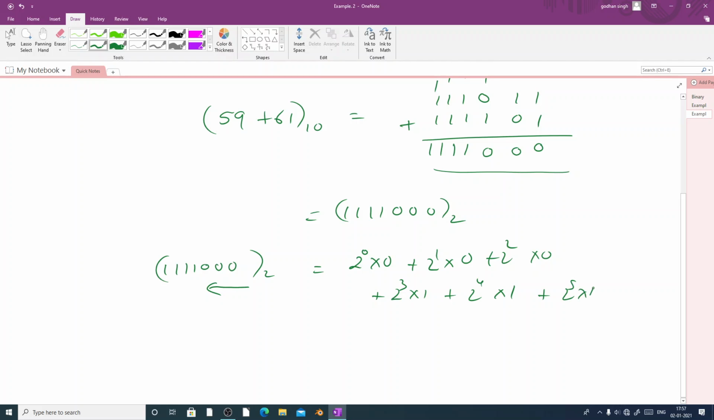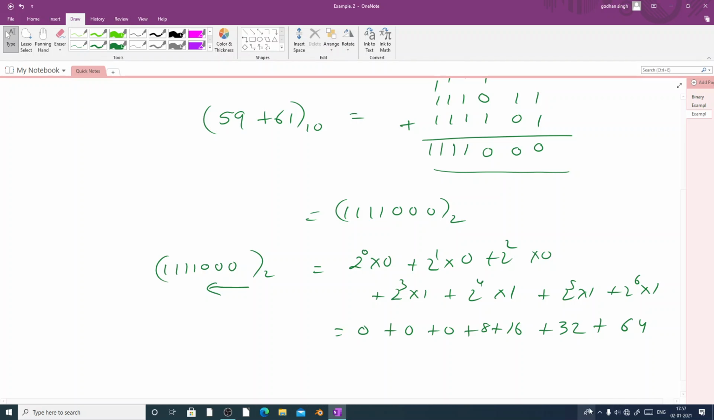raised to 5 into 1, because 1 is coming 4 times, plus 2 raised to 6 into 1. So 2 raised to 0 into 0, whatever it may be, 2 raised to 0 we know is 1, but here 1 into 0 will come 0. So this is 0, this is also 0, and the third is also 0. Now 2 cube into 1, that is plus 8. 2 raised to 4 into 1, that is 16. 2 raised to 5 is 32, and 2 raised to 6 is 64.